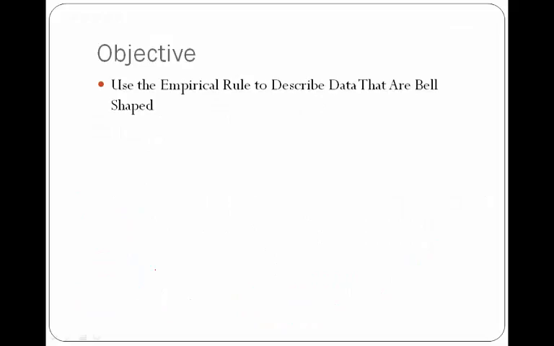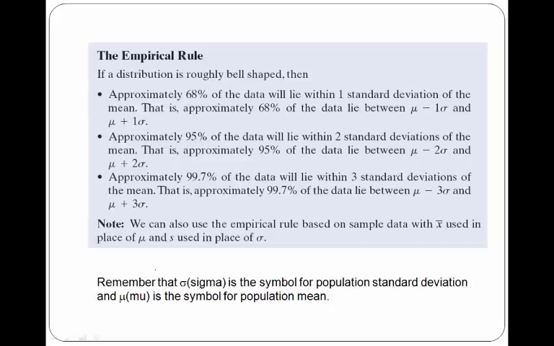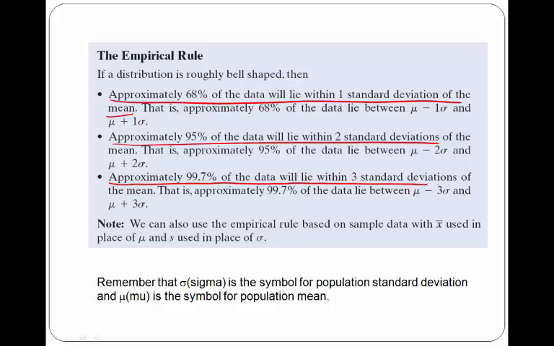Now we're going to look at the empirical rule to describe data that are bell-shaped, or what we call normally distributed. And the empirical rule is what we've been talking about: approximately 68% of the data will lie within one standard deviation of the mean, approximately 95% will be within two standard deviations, and approximately 99.7% of the data will lie within 3 standard deviations. It doesn't matter if you're using the population mean or the sample mean. This works as long as your data is normally distributed.